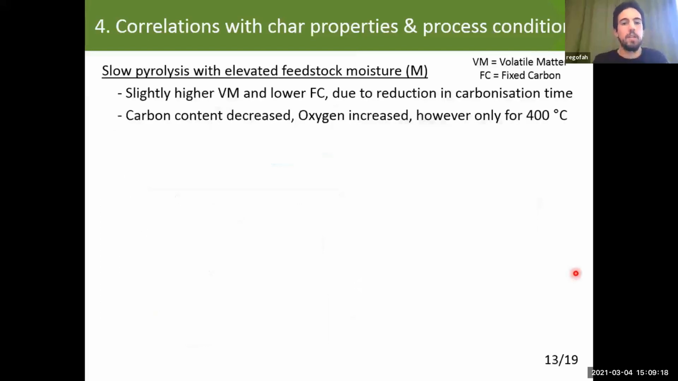So then I looked as well at proximate analysis, the volatile matter and fixed carbon content. For the chars from the elevated feedstock moisture content, I saw that those had a higher volatile matter content. This was connected to the fact that with a higher moisture, it takes longer to evaporate all the moisture, so you're reducing the time available for carbonizing the material in the reactor. I also saw carbon content decreased with the elevated moisture content and the oxygen increasing, which was related to the same reason as before. However, this was only found for the lower temperature chars, which is interesting.